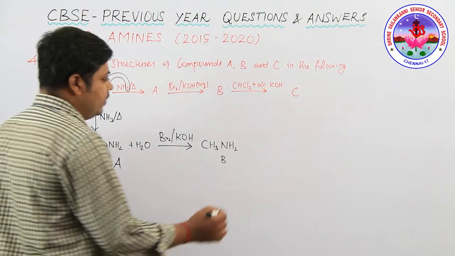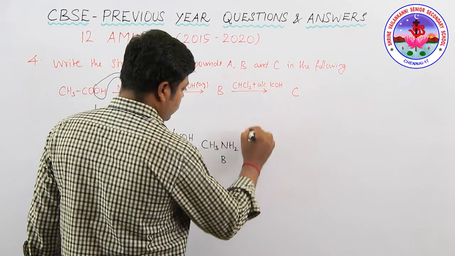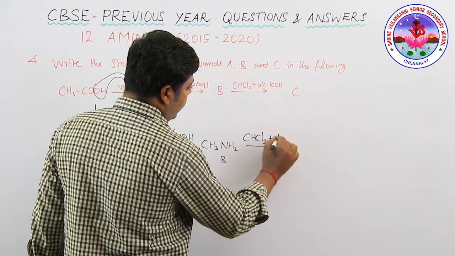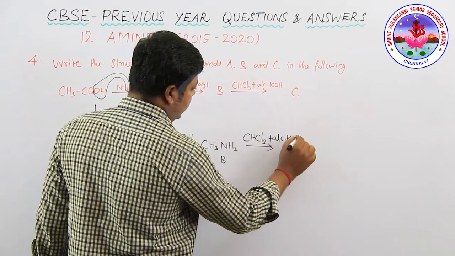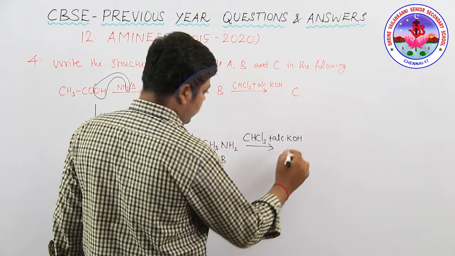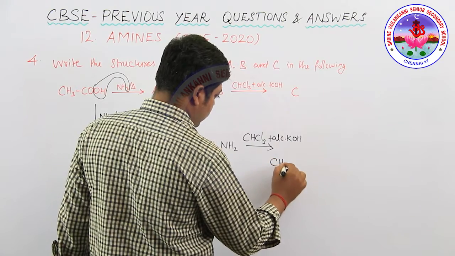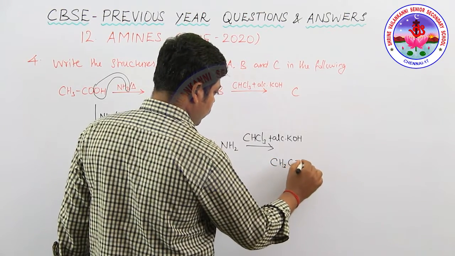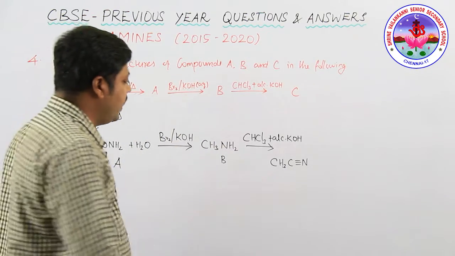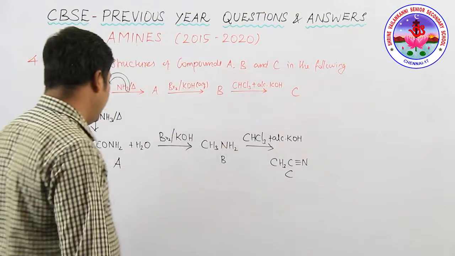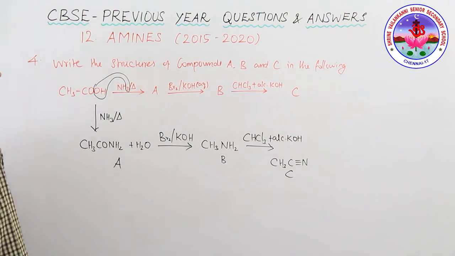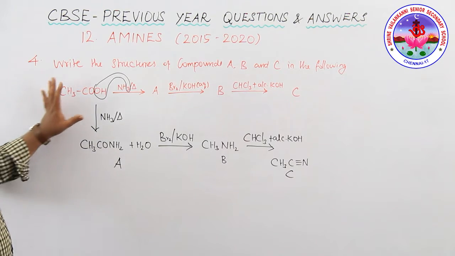This methanamine reacts with CHCl3 and alcoholic potassium hydroxide to give acetonitrile, CH3C≡N. So this gives acetonitrile, C. So A is an amide, B is an amine, and C is a nitrile compound. This is the answer for this reaction.